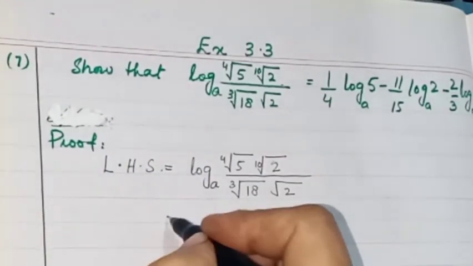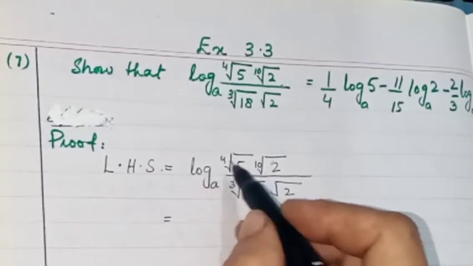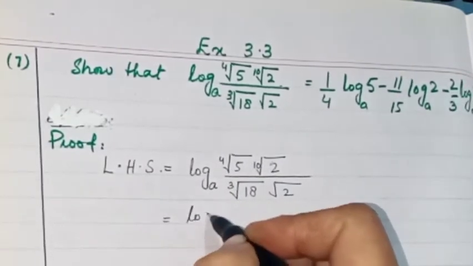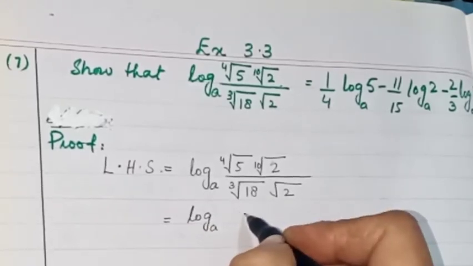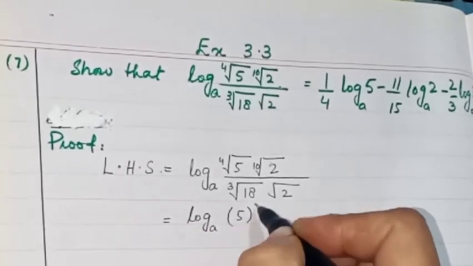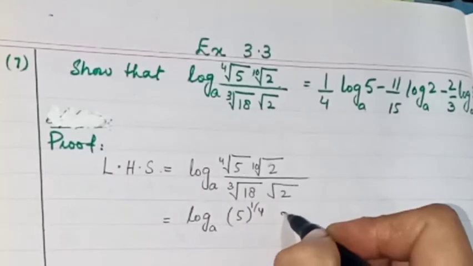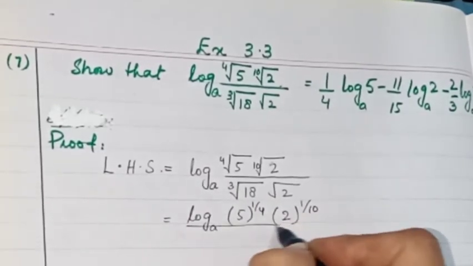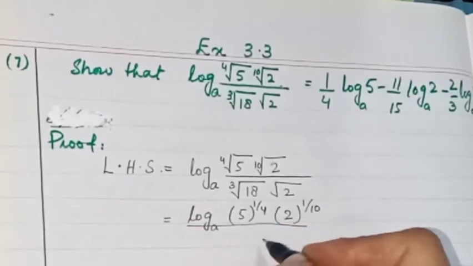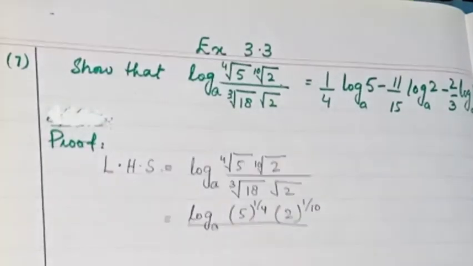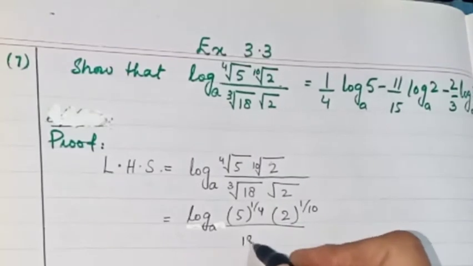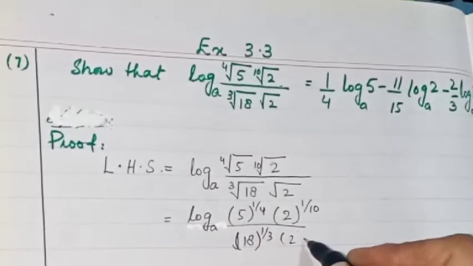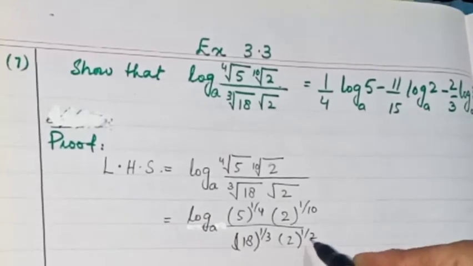Starting the solution from the left hand side, first we have to simplify the roots. I am converting these roots into powers like this: 1 upon 4 here, and on 2 I have to write 1 upon 10, and in the denominator I have to write 18 with power 1 upon 3 and 2 again with power 1 upon 2 this time.